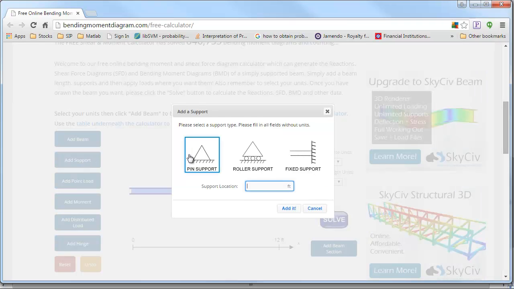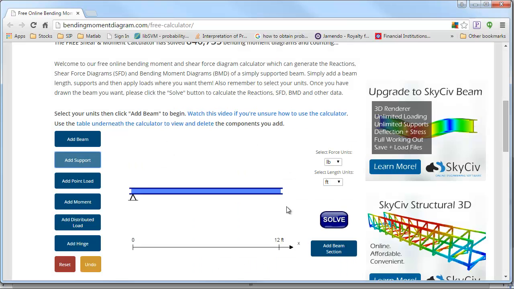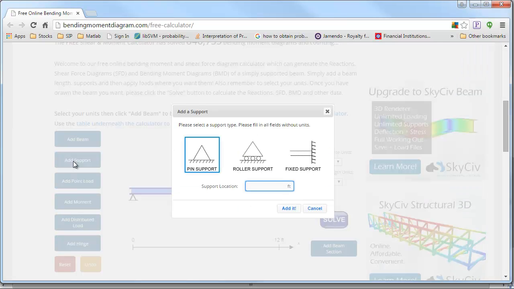We'll add a support. On the left, it was a pin support, located at 0. Then add another support. That was all the way on the right. It was a roller support, at 12.